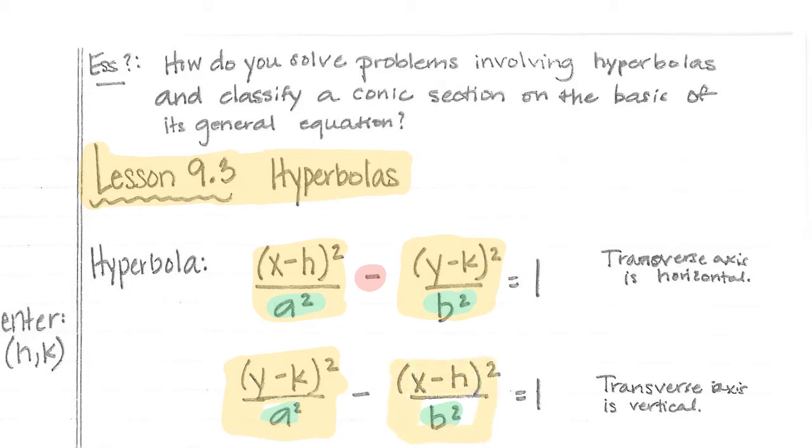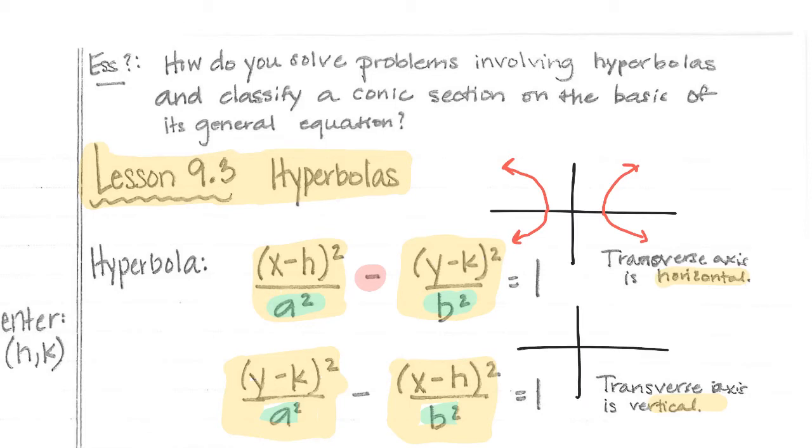It says the transverse axis is horizontal versus vertical. So what that means is that this one right here is going to be graphed on the x. And we're going to do one of these. And this one right here is going to be graphed on the y. So that's a little different. And we're going to have a specific way of graphing these.